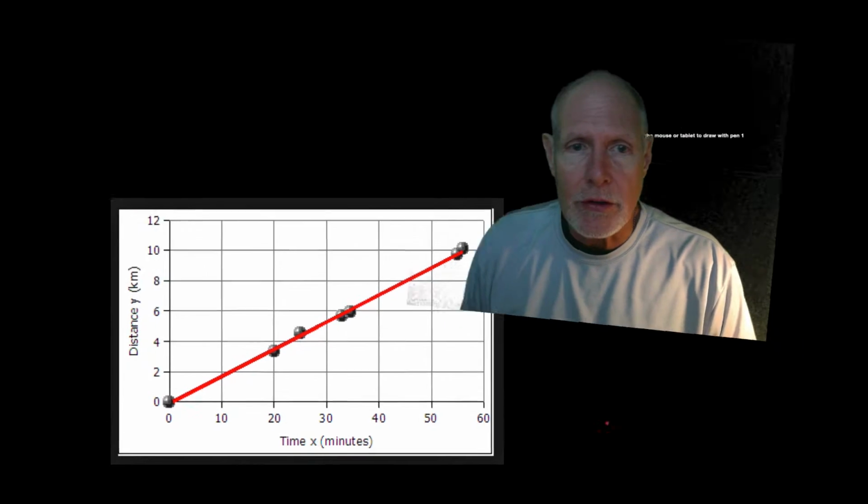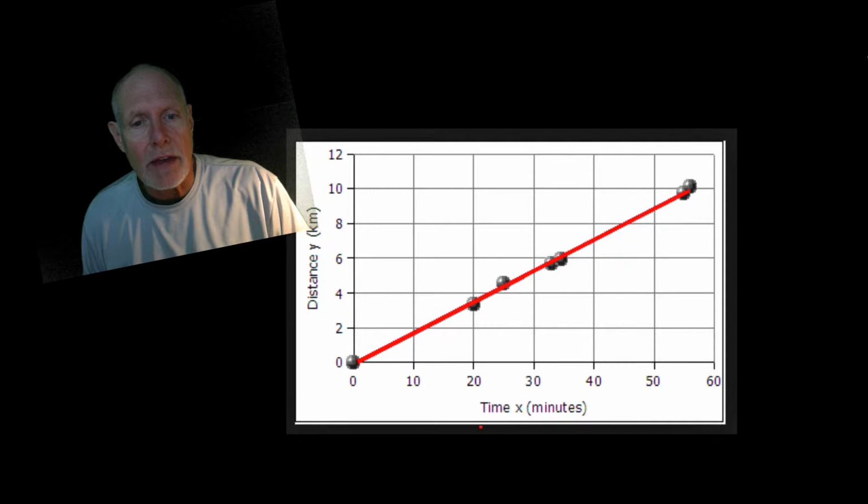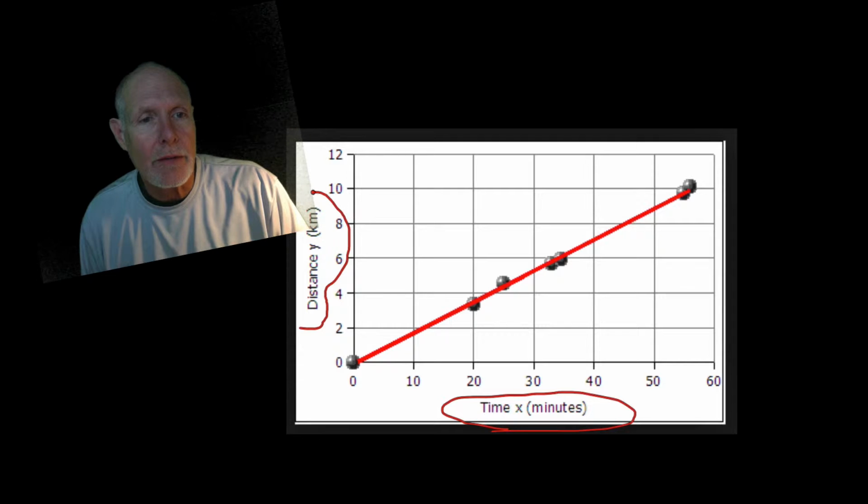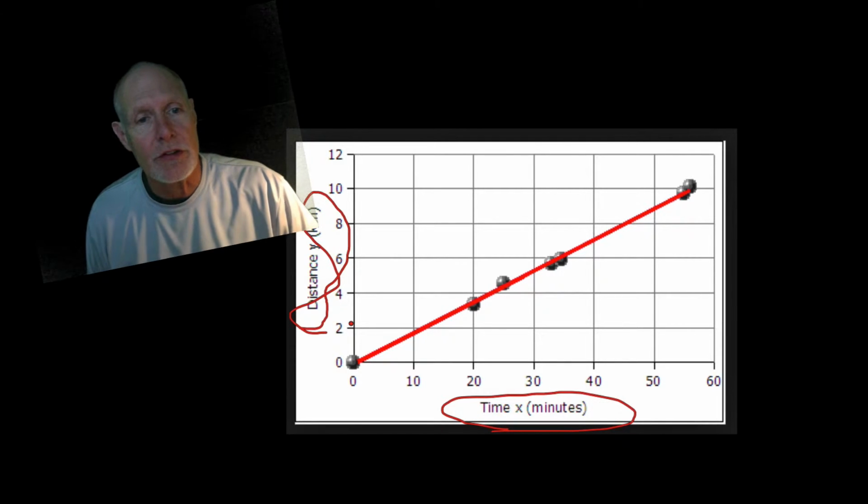And let me remind you that when we have a graph, we have an x-axis down here. In this particular case, it happens to be time in minutes. That's called the x-axis. Over here we have the y-axis. On this graph it happens to be distance. I did a really nice job of circling that, didn't I?